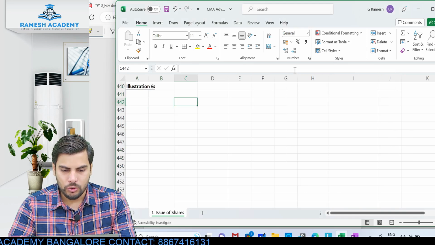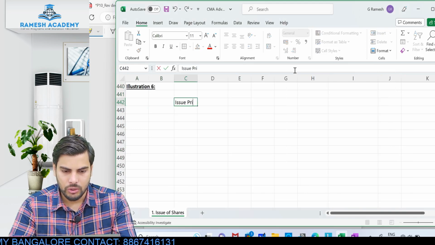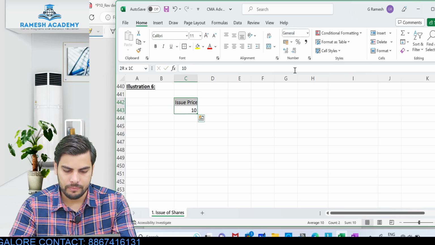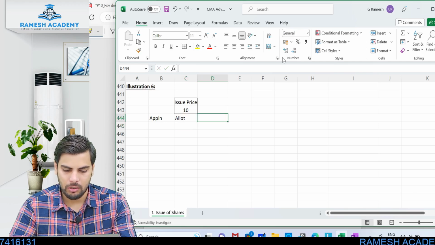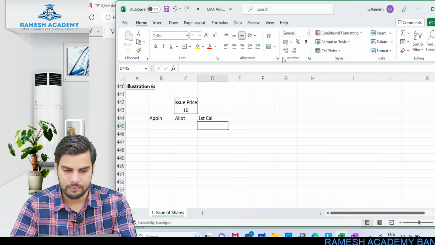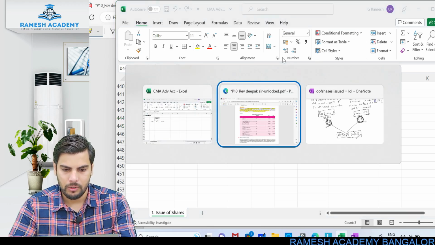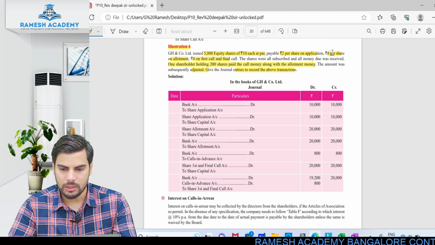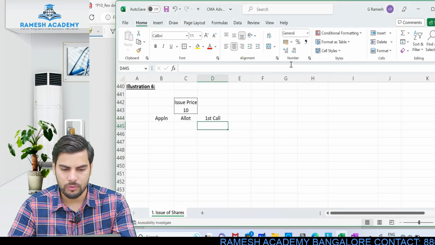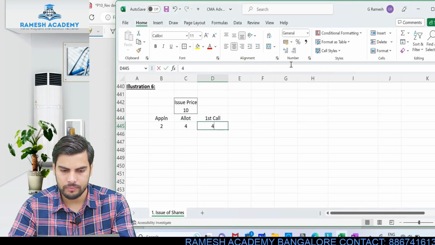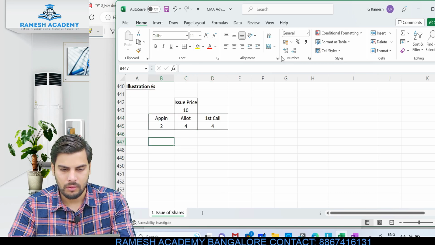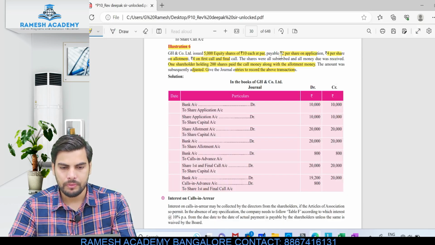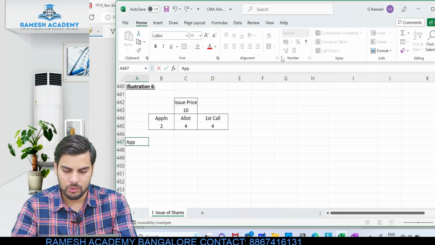What was the issue price of the share? Issue price was 10 rupees. Out of this 10 rupees, how much was at each stage? There are 3 stages basically: application, allotment and first and final call. Let's just go through the question. 2 rupees was received at application, 4 rupees on allotment and 4 rupees on first and final call. So 2, 4 and 4. Now, how many shares were issued? 5,000 equity shares were issued. So let us pass the journal entries.